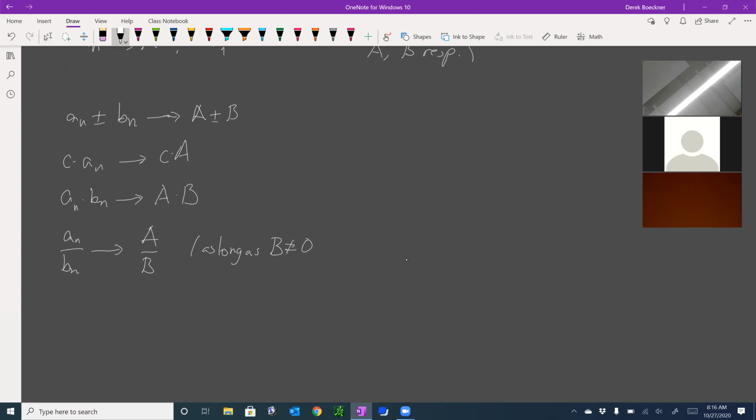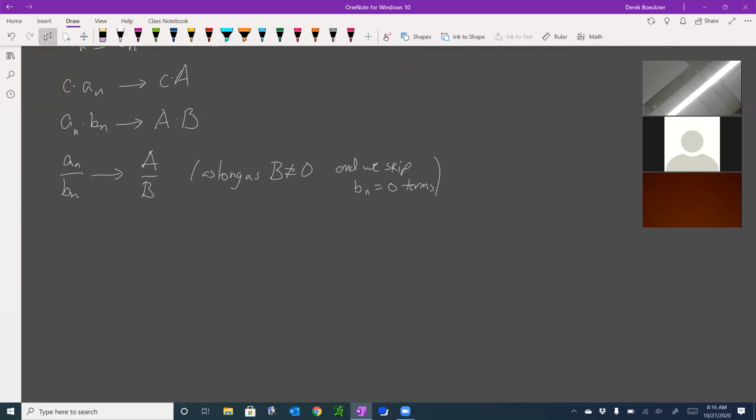And we skip B sub n equals 0 terms. If B is not 0, you can only have finitely many B sub n equal to 0 terms. So you can skip finitely many terms.